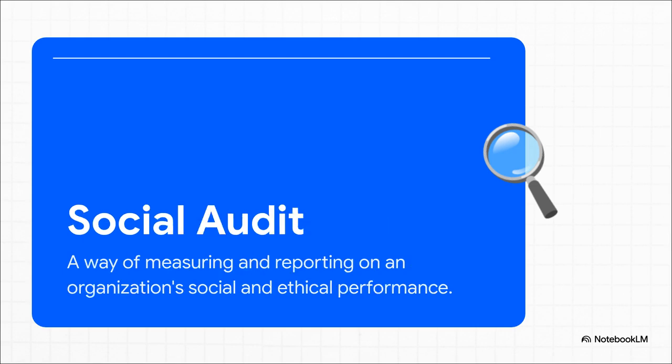So, how do we check if a company is really doing what it claims? That's where a social audit comes in. It's kind of like a report card for a company's social and ethical behavior. It measures if their actions actually match their promises.